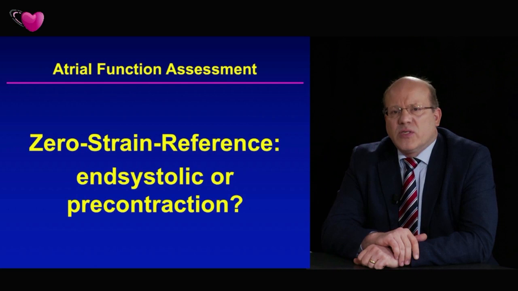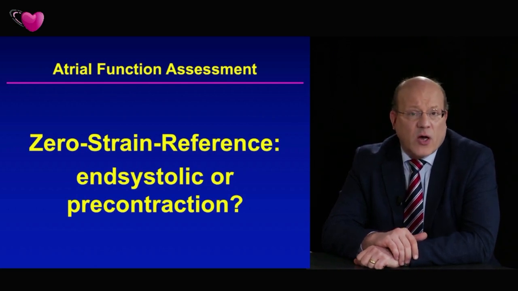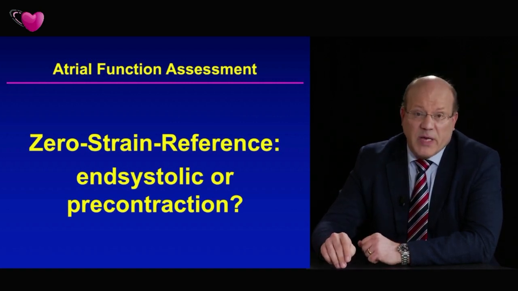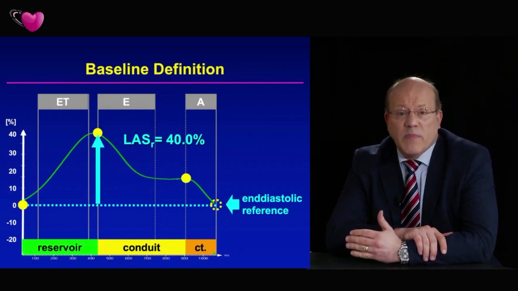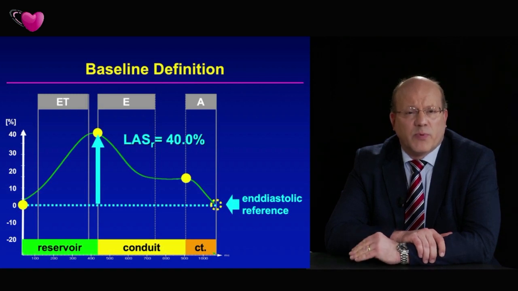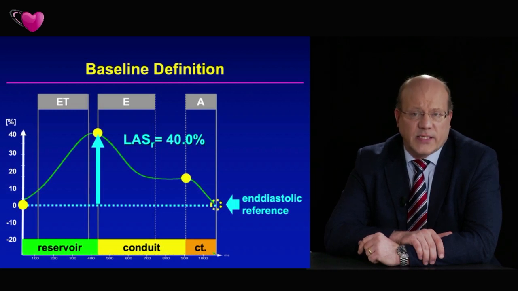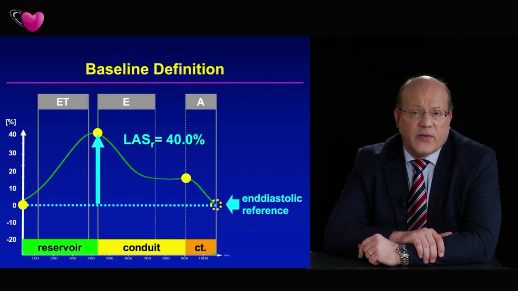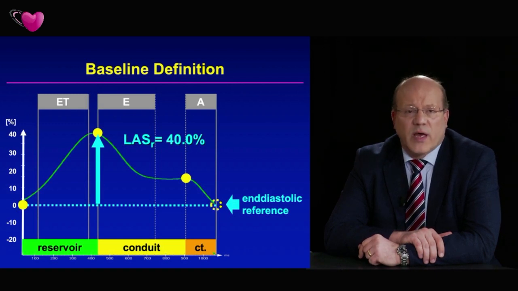Another question that comes up very often is how should we define the zero strain reference? Where should be our baseline? And should it be end-systolic or pre-contraction? The recommended method, according to this recommendation paper, is that we put our baseline, our zero reference at end diastole. The idea is that end diastole is an easy thing to determine because we have the QRS, we have the mitral valve closure, we have different ways of doing that, and it's just the nadir of the curve.